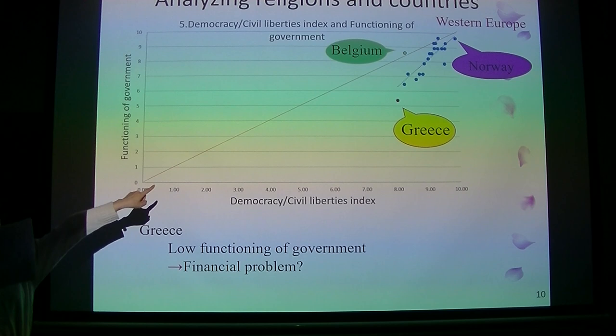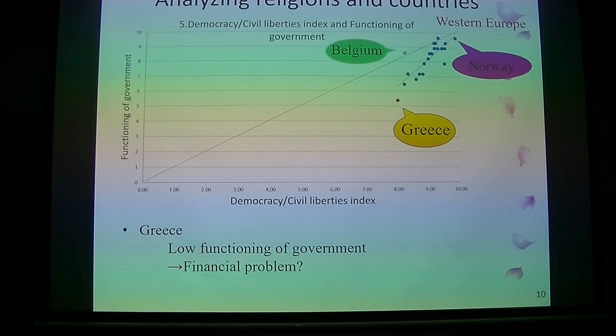The lower score of functioning of government must be the result of the financial scandal. And I think most of you may know, but the government was in huge trouble. And in 2008, the score for the functioning of government in Greece was over 7, so it dropped by more than 1.1, so maybe that's right.